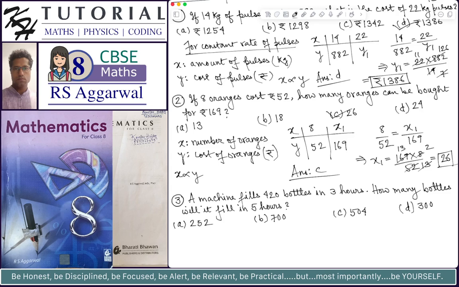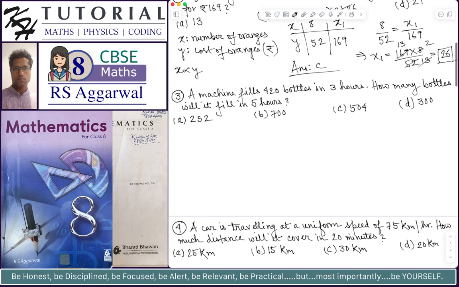Okay, let's do problem number 3. A machine fills 420 bottles in 3 hours. How many bottles will it fill in 5 hours? So always try to, in solving problems in variation, the first task is to identify the quantities which need to be considered for the variation, that is X and Y.